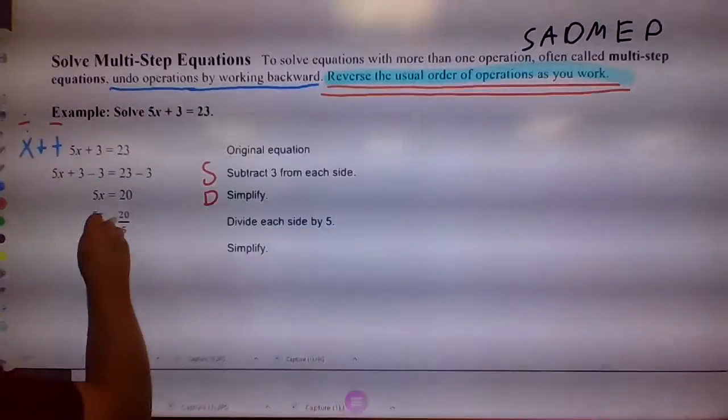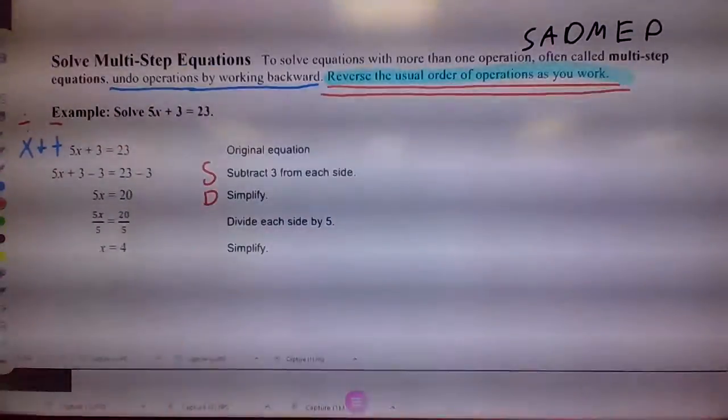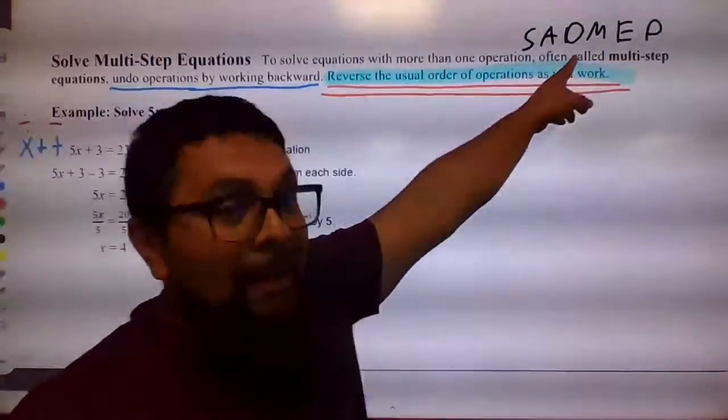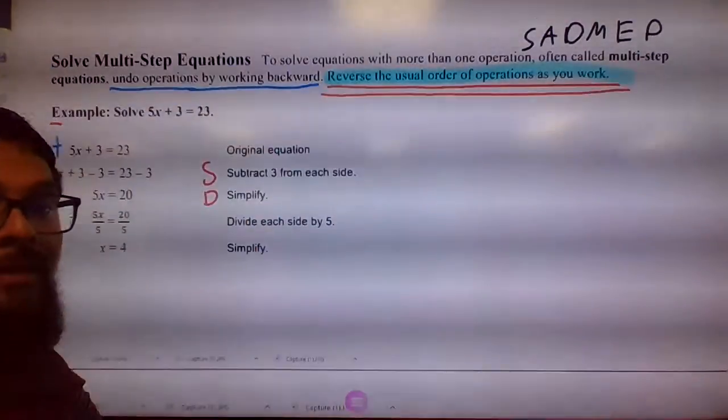5 divided by 5, 20 divided by 5. x equals 4. And we're done. That's what you're doing, guys. You're using PEMDAS backwards. Okay? That's how you do this one.